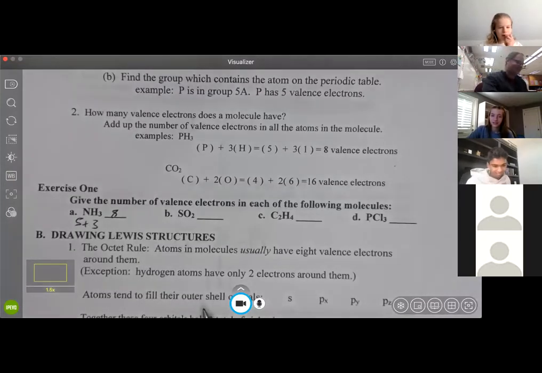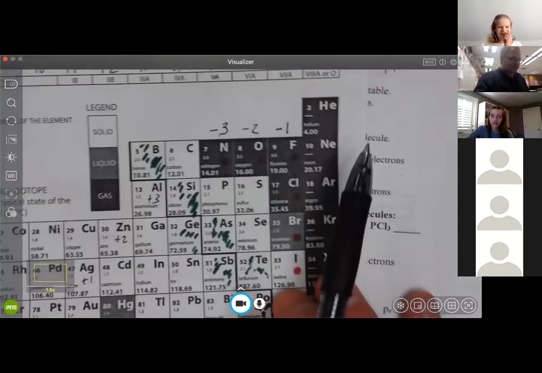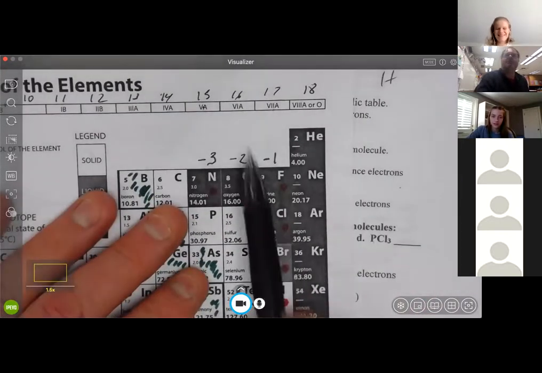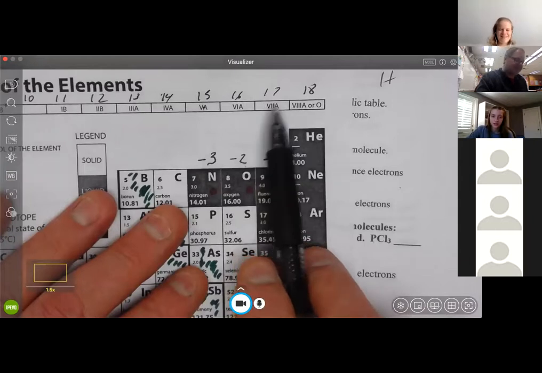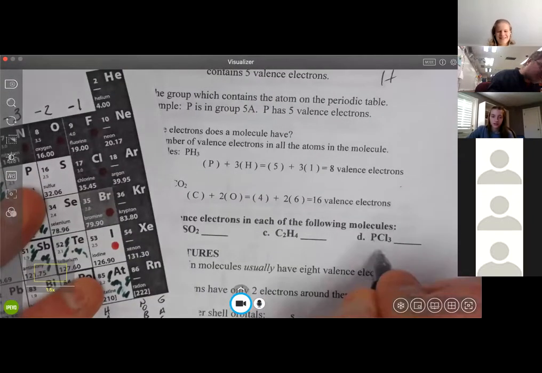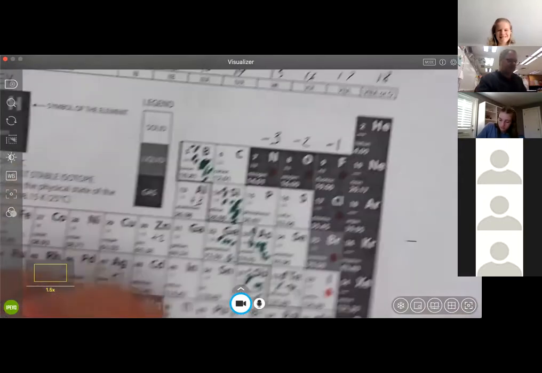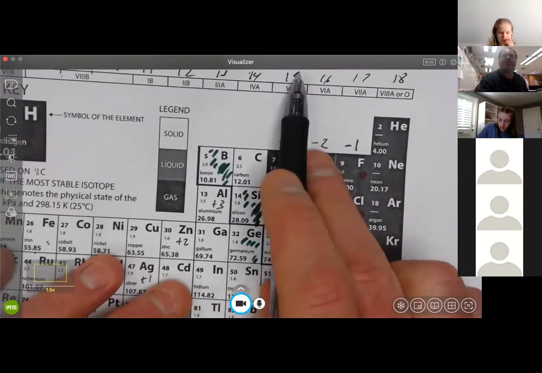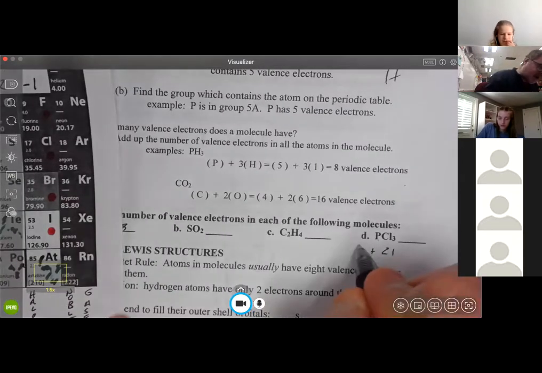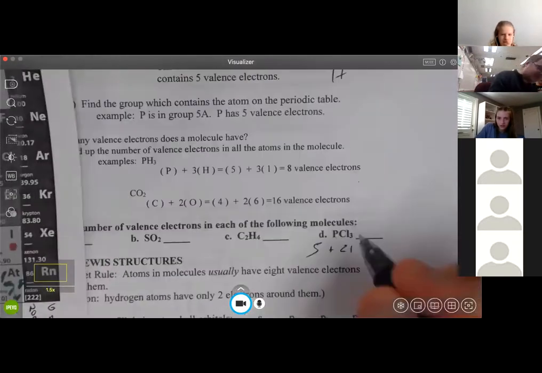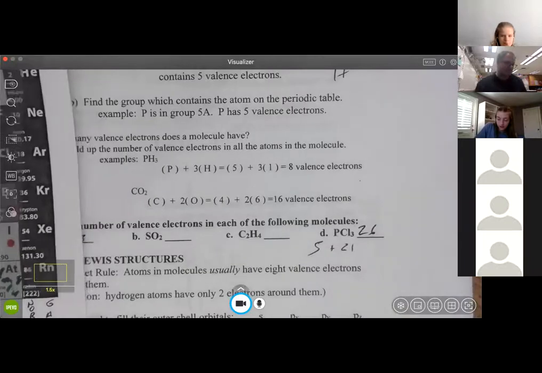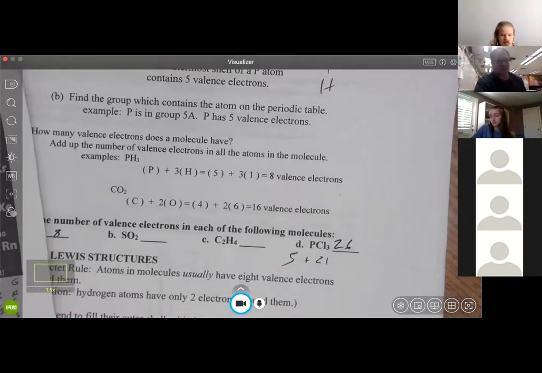Amari with 26. Let's see if she's right. So here we have Cl. We have 7 for each Cl. There are 3, so that's a total of 21. For the P, well, we've already done that one. It's group V, so that is 5, and 5 plus 21 is 26. Very good.